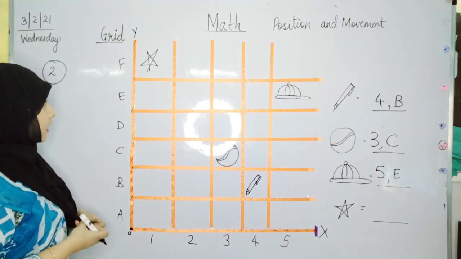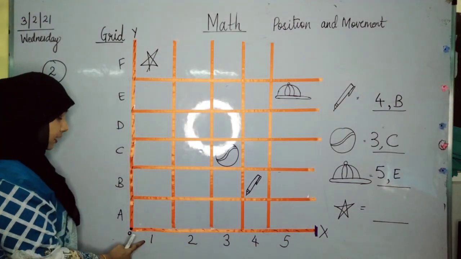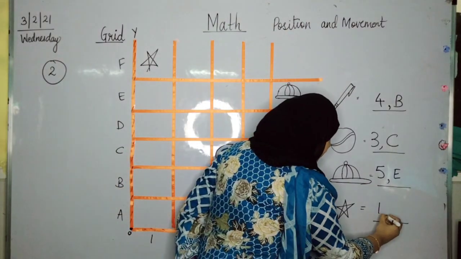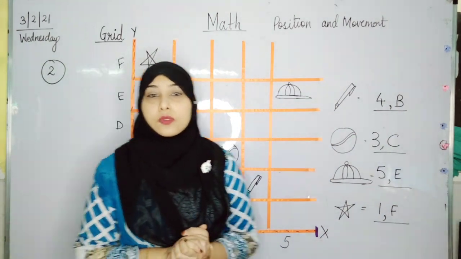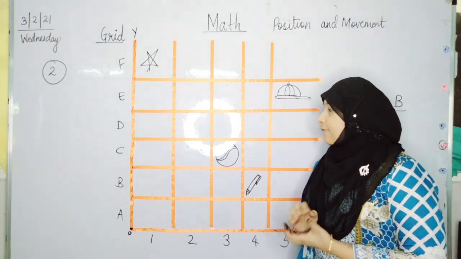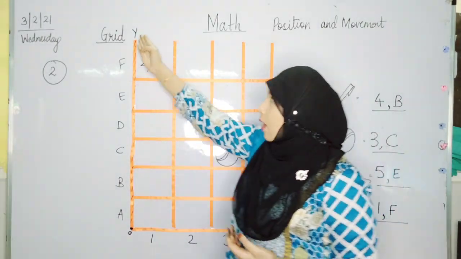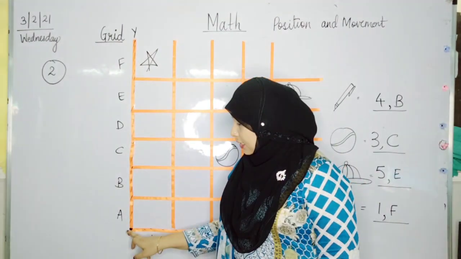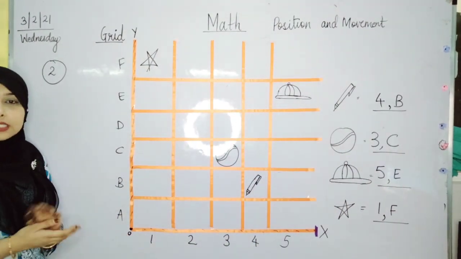Now the last object is a star. The position of the star will be, we come to the x-axis, it is on 1 and on y-axis it is F. So the position of the star is 1F. So this is how, students, we find the positions of the particular object which we are supposed to find. Again, last time, let us quickly revise. The vertical line is the y-axis, the horizontal line is the x-axis, and the point where these two lines meet we put a 0 there. We mark it as a 0.